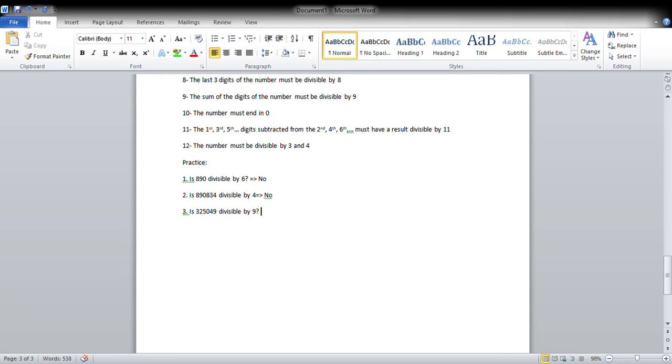325,049 divisible by 9? Okay, let's add this. So 3 plus 2 is 5. 5 plus 5 is 10. 10 plus 0 is 10. 10 plus 4 is 14. And 14 plus 9 is 23. And 23 is not divisible by 9. So every single one of these is no.